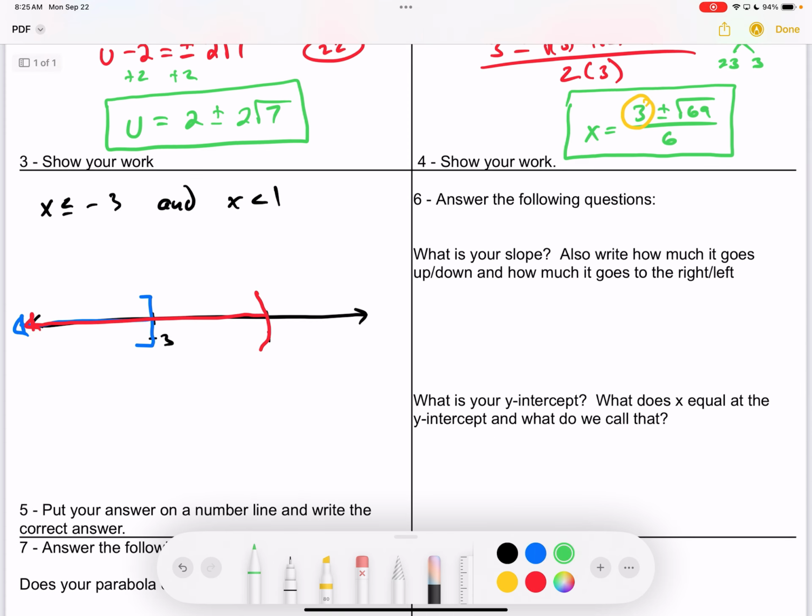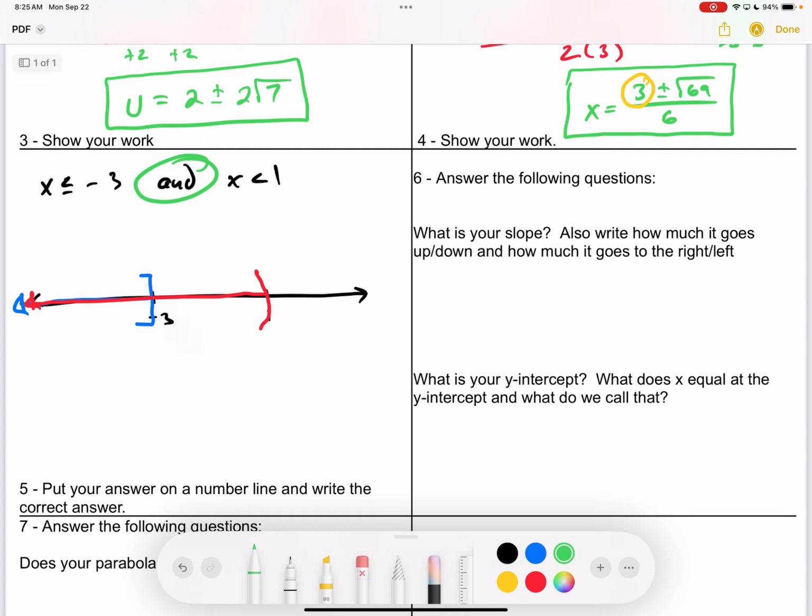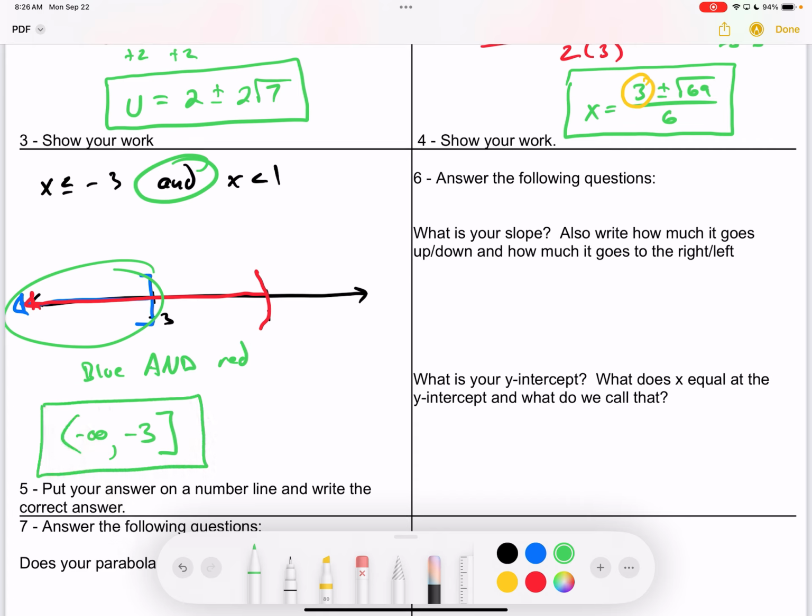All right. So now here's where your trick comes in, or why you got to draw it. It's and. So I want to know where the blue and the red line are. The only answer is where the blue and the red line are. If it said or, it could be any spot the red or the blue line are. So the and is I only want where the blue and the red line overlap. That would be this area right here, right? So it'd be less than negative 3. So negative infinity to negative 3 would be my answer. Okay.